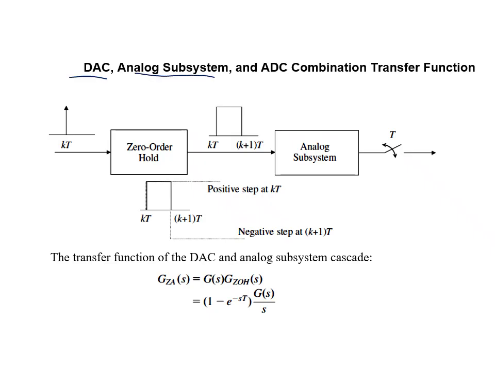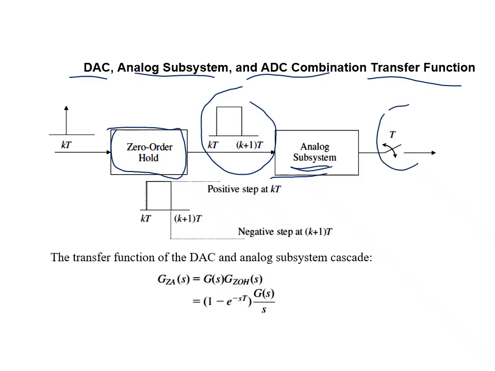Digital to analog converter, analog subsystem, and analog to digital converter combination transfer function. We have a zero order hold, which is represented by a pulse of width T, then an analog subsystem, then a sampler, then we have the output. The transfer function of the digital to analog converter and analog subsystem cascaded is G of zero order hold, which is 1 minus e power negative Ts divided by s, times G of s.